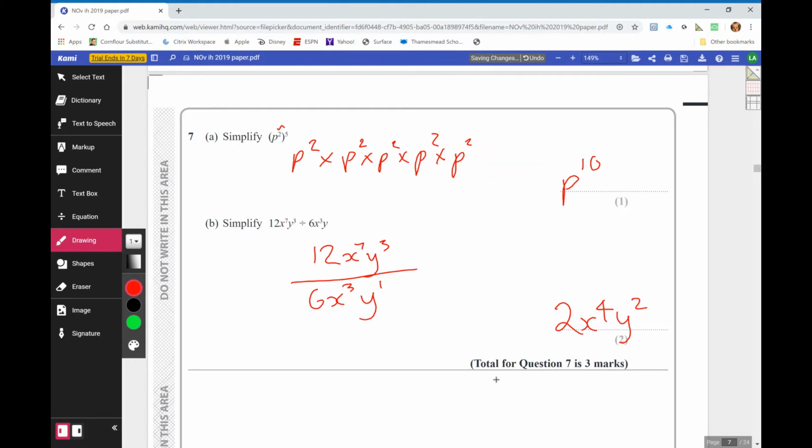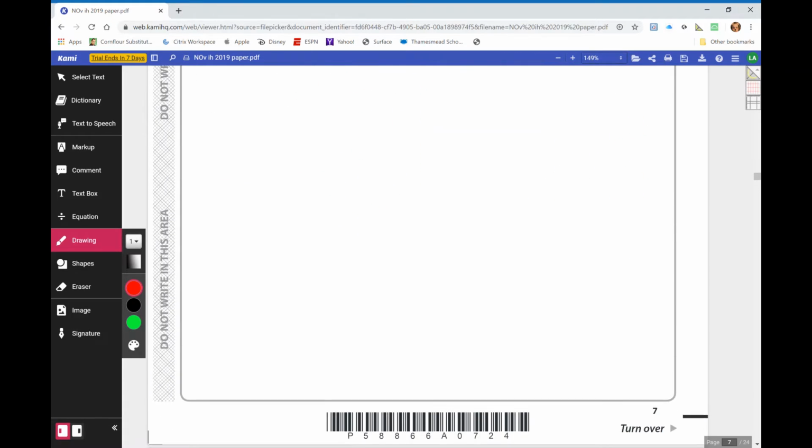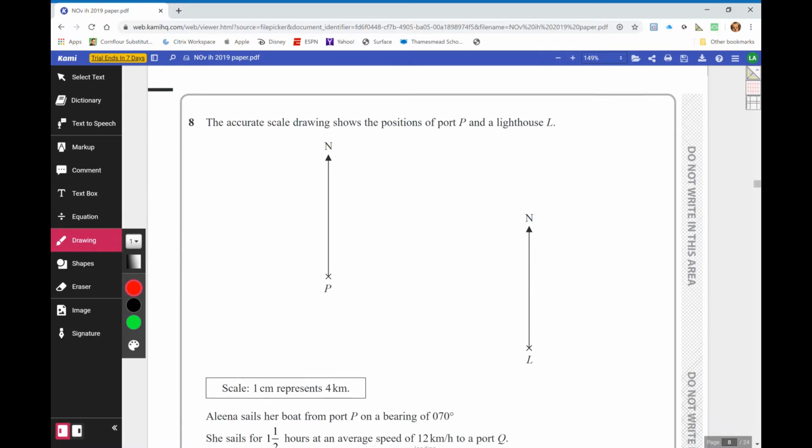Okay, so you get a mark for the 2, the 12 divided by 6, and then you get the full marks by getting the power 4 and power 2. The biggest mistake that I think people get wrong is forgetting that you have to divide that 1 out. So they put y3 and forget that you have to clear that out. Okay. Question number 8.